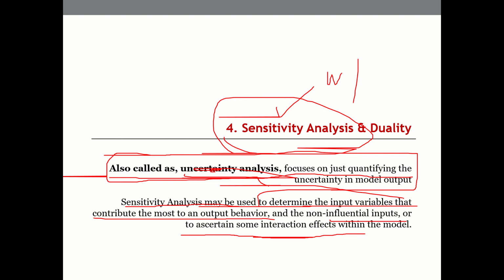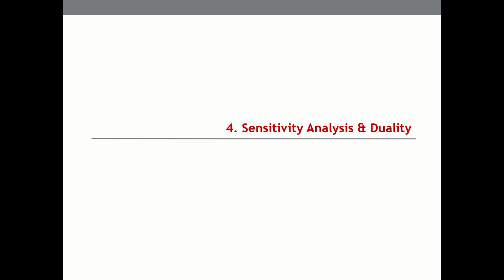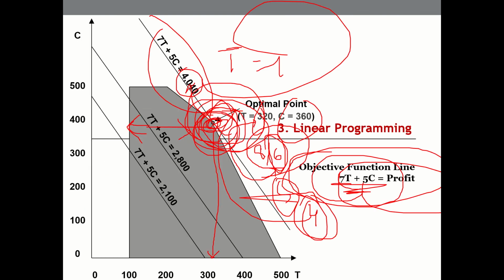This will help in determining the input variables that contribute the most to an output behavior. For example, let us assume a lot of time is consumed for making a chair rather than a table. So we know for certain that if you spend a little less time on the chair or table, we will still be able to achieve the required optimal value.